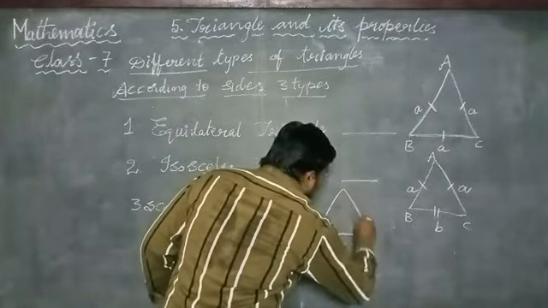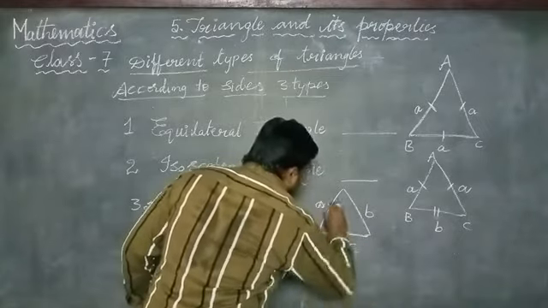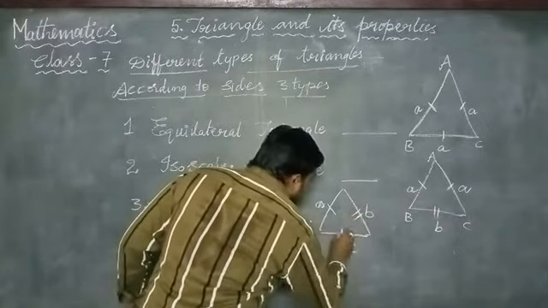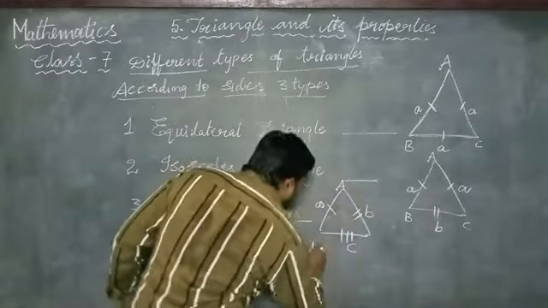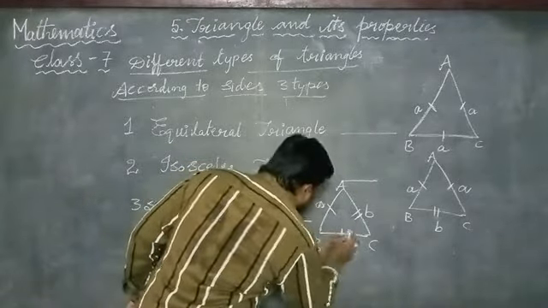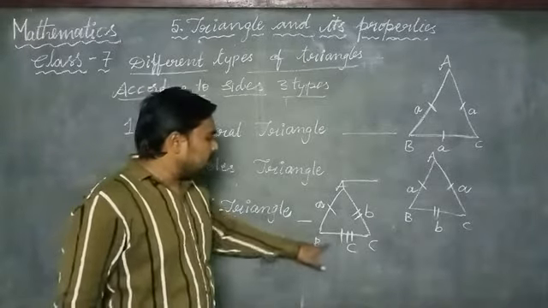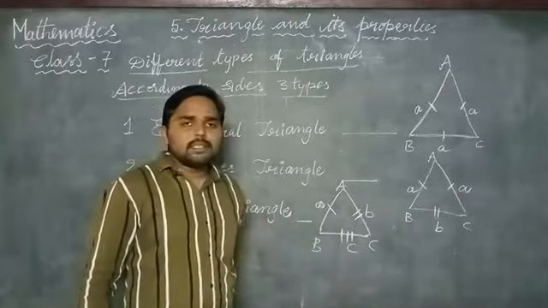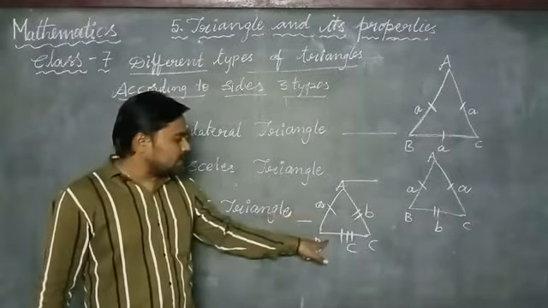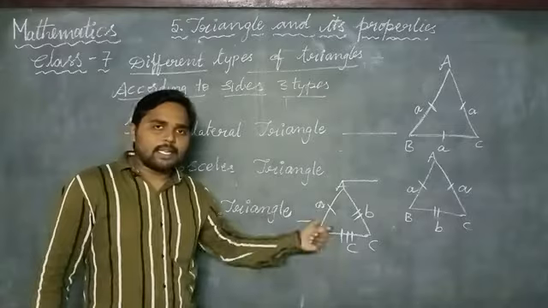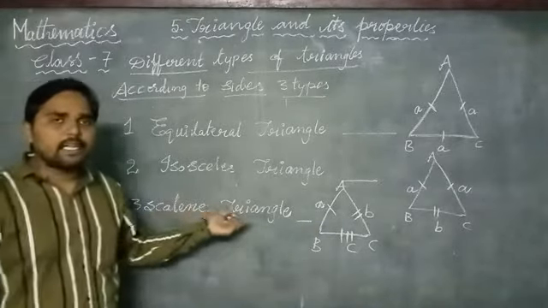This is a scalene triangle. It has vertices A, B, C. In triangle ABC, AB is a units, BC is c units, and AC is b units. With different lengths, this triangle is constructed. That is why this type of triangle should be treated as a scalene triangle.